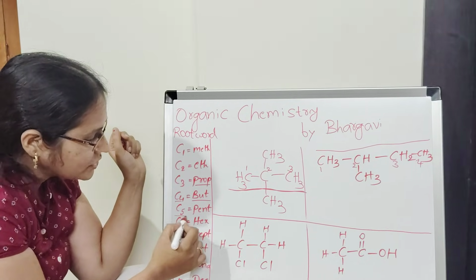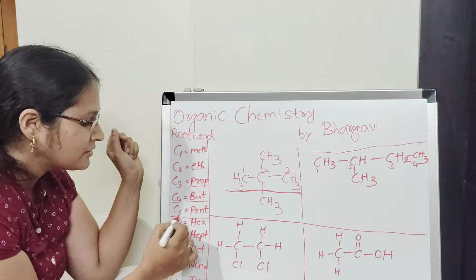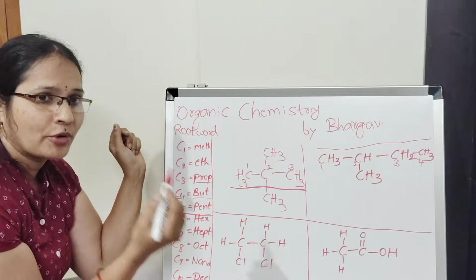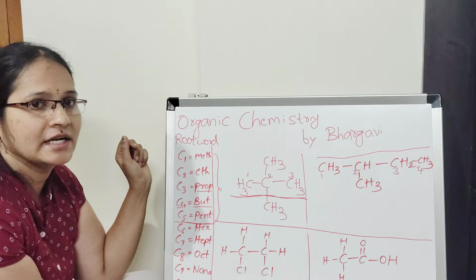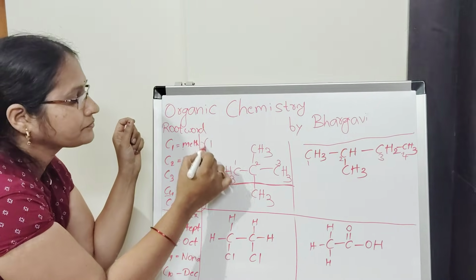Usually in the boards of state board or ICSE or CBSE, maximum they will ask 5 carbon compounds. Those who have a problem in remembering, at least you have to remember these first 5 carbons. Now let us move on to the first example.